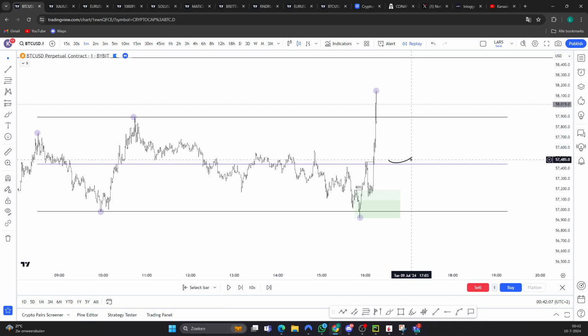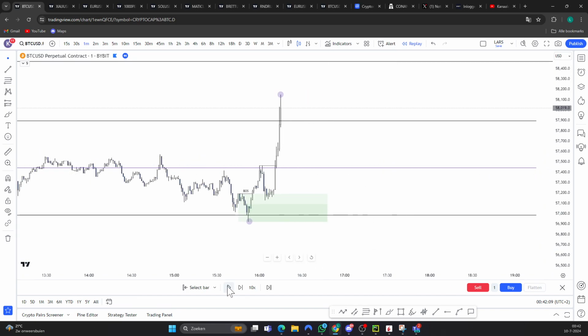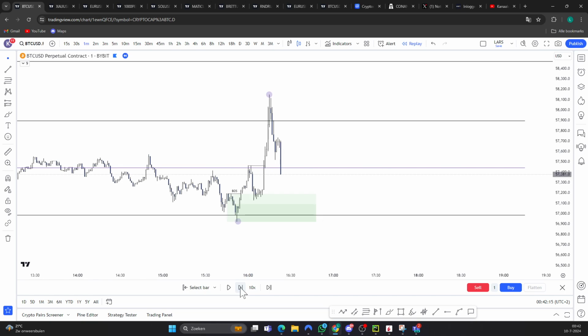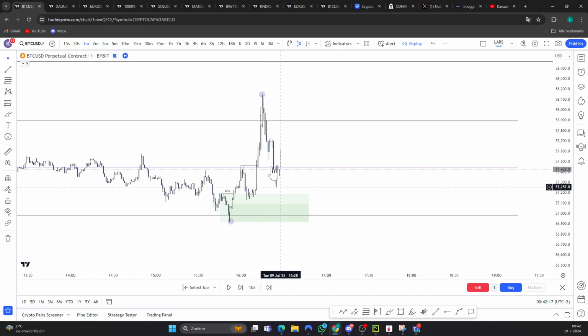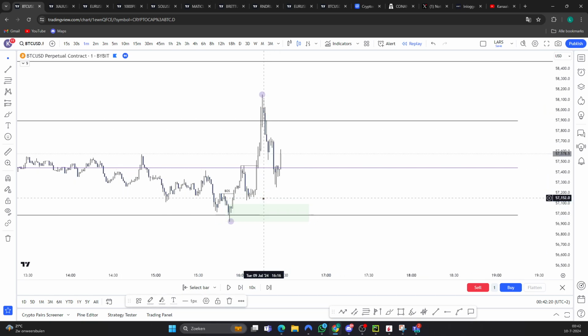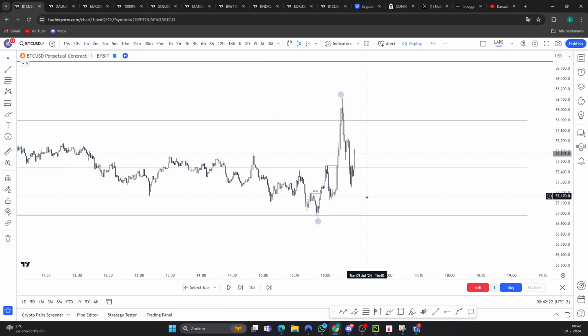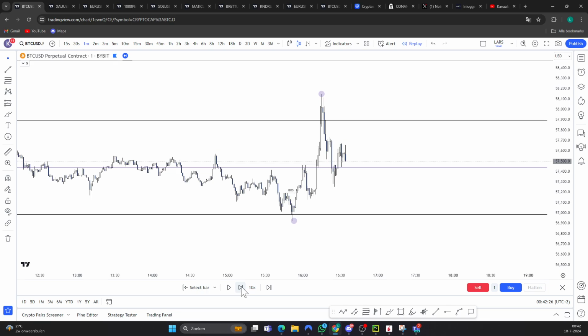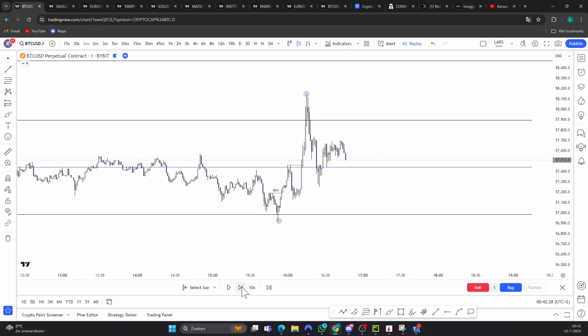And looking at what happened on the 1 minute, we got the acceptance back inside the range, but we came so low already that I was like, yeah, I don't think it's going to give us an entry. And it did come up a bit, but it never gave us valid structure.